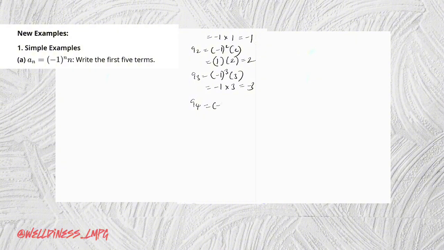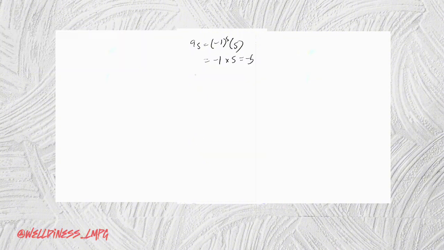Now for a4, you have to substitute 4 everywhere you see n, and that will be minus 1 raised to power 4 times 4. Minus 1 raised to power 4 is the same thing as plus 1, because minus 1 times minus 1 times minus 1 times minus 1 will give you 1, and 1 times 4 will give you 4. Now for a5, all you have to do is slot in 5 everywhere you see n. So in this case, we're going to have minus 1 raised to power 5 times 5, and minus 1 raised to power 5 is the same thing as minus 1, because minus 1 times itself 5 times will give you minus 1, and minus 1 times 5 will give you minus 5.